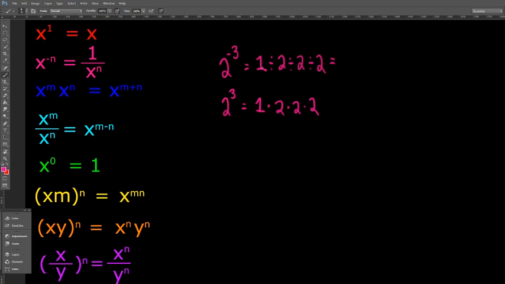And so when we think about what this actually is, 1 divided by 2, well, that's just going to be 1/2, right? And we divide by 2 again, that's going to be 1/4. We divide by 2 again, that's going to be 1/8.